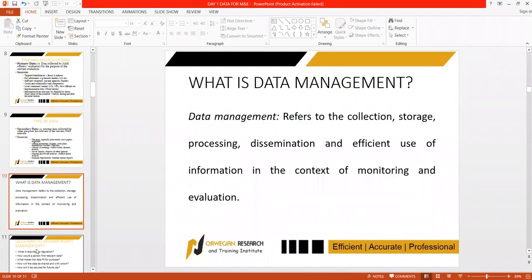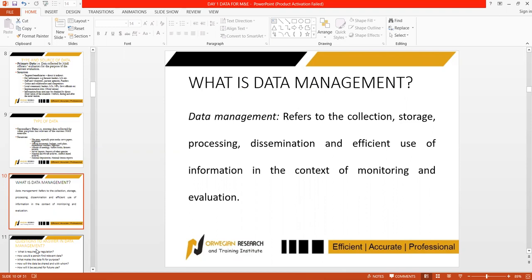Let's move now to the data management concept. Now, data management, what is it? Data management simply refers to the collection, storage, processing, dissemination, and efficient use of data. Okay, now, why do we incorporate data management? Why is this called data management and analysis? Why is data management very important in our departments?